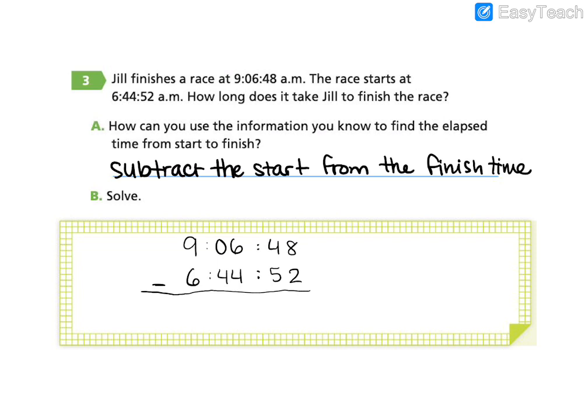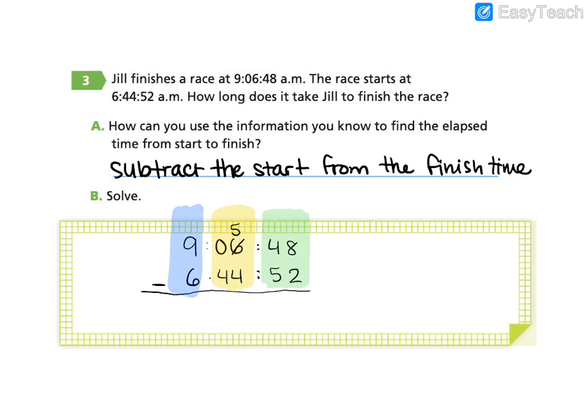All right, when we are doing this, we need to think about almost doing it in columns. So starting with seconds, right? Then we'll look at minutes. And finally, hours. So let's begin by looking at our column of seconds. 48 seconds minus 52. Can we do this, or do we need to regroup? We need to regroup.